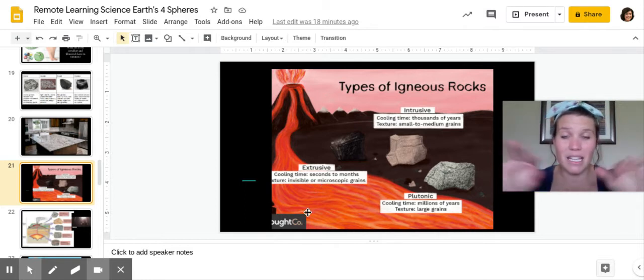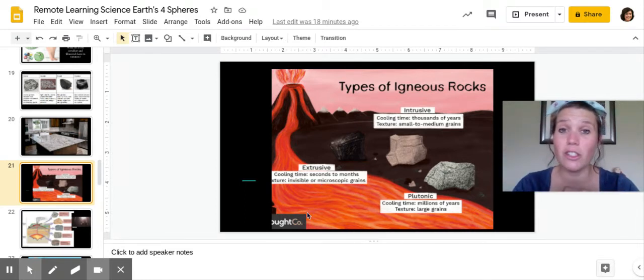If you're erupted and you're a rock and you cool externally, like outside of the volcano, you're extrusive. If you're a rock and you cool very slowly inside the earth, you're intrusive. So obsidian and pumice are extrusive igneous rocks. Granite and diorite are intrusive igneous rocks.